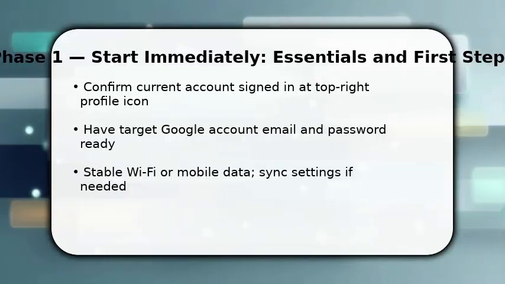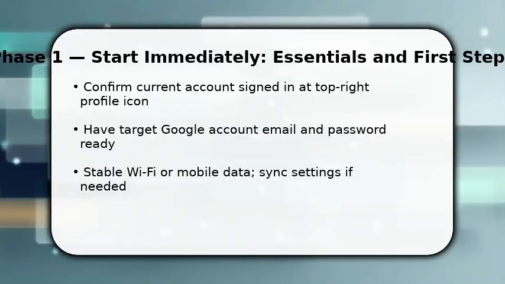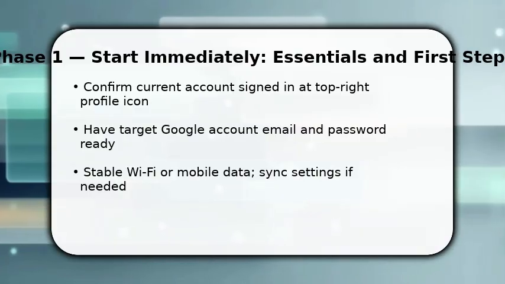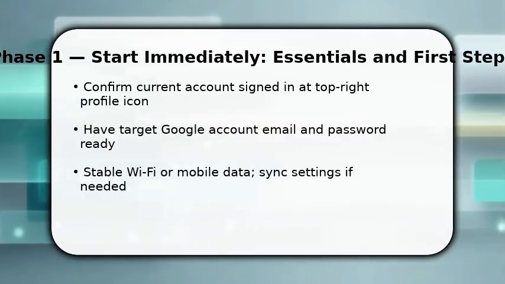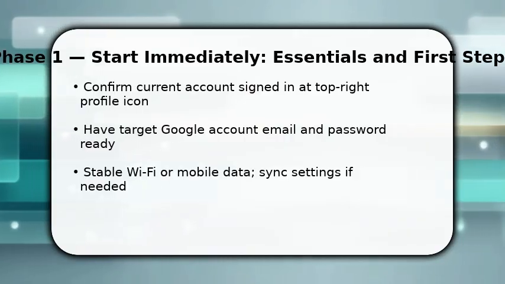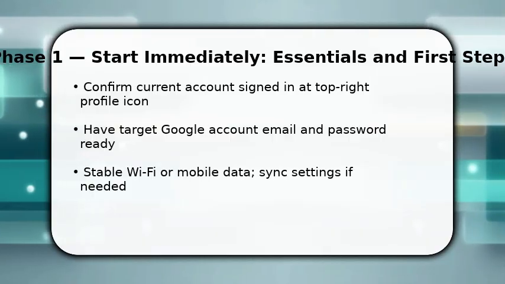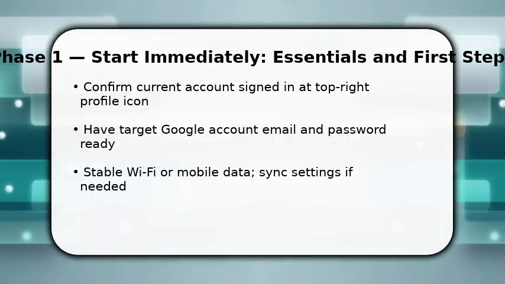You start by opening Chrome on your phone and tapping the profile icon at the top right. This reveals the signed-in account. Make sure you have the target Google account email and password ready, because you'll add or switch accounts next. Once done, verify your connection, Wi-Fi or mobile data, so sync can complete without interruption. You do this now to avoid lost bookmarks or paused sync. Preparing speeds the change and prevents accidental data overlap during the switch.